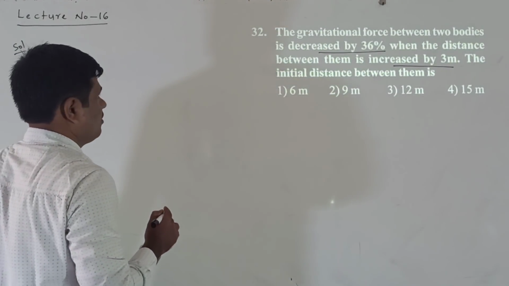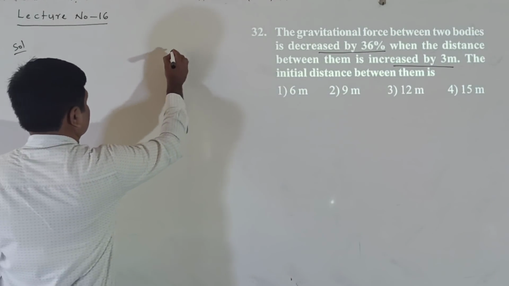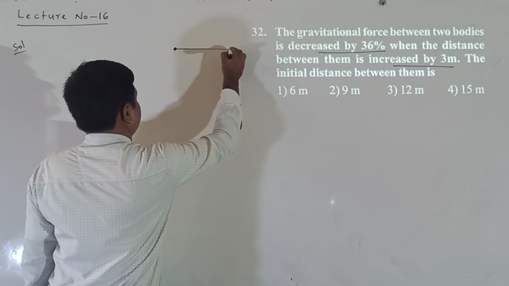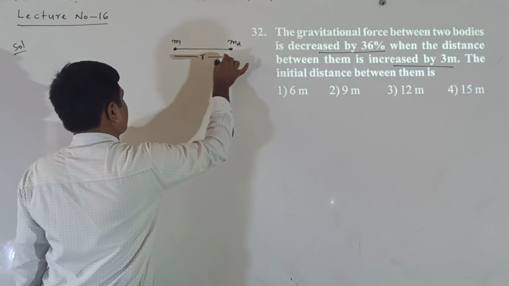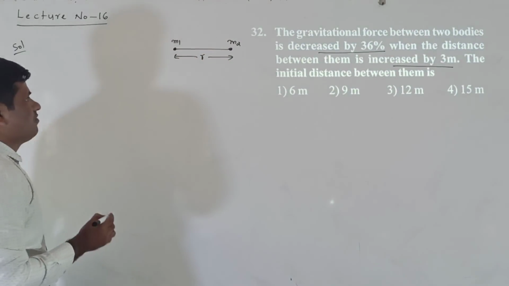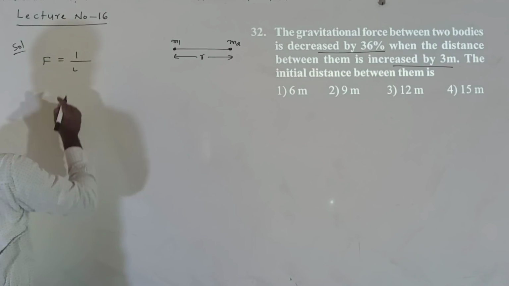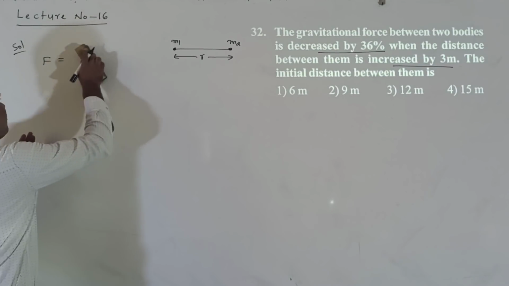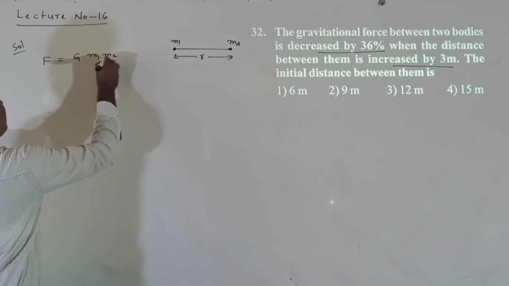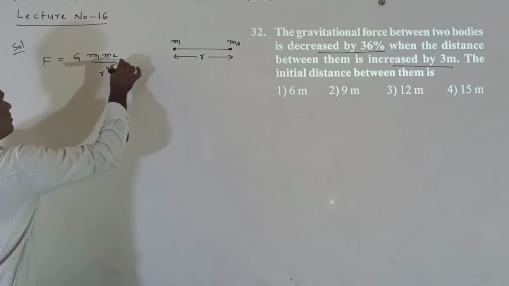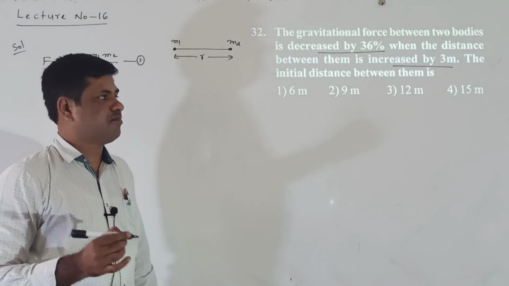First of all, I consider two masses. They are separated by a distance r, the initial distance r. The gravitational force between them can be written as F = G m1 m2 / r². This is equation number 1, the gravitational force between them.